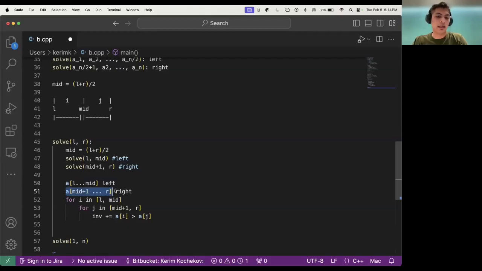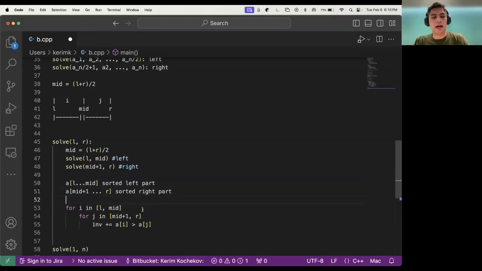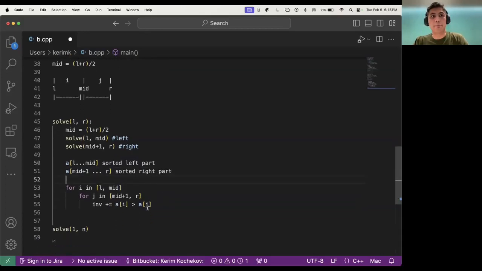So what I can do by doing this, basically, if I can somehow have the sorted version of the left part, and afterward the sorted version of the right part, my problem can be much easier, because we might do some tricks to count this in a much more effective way. Instead of having an n squared operation, we can develop a much faster algorithm.